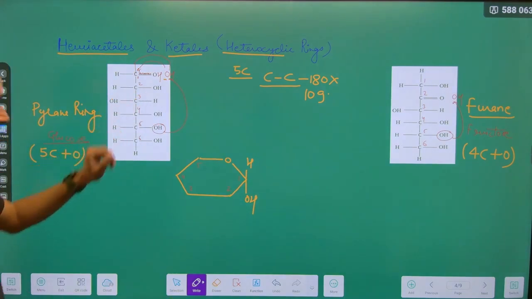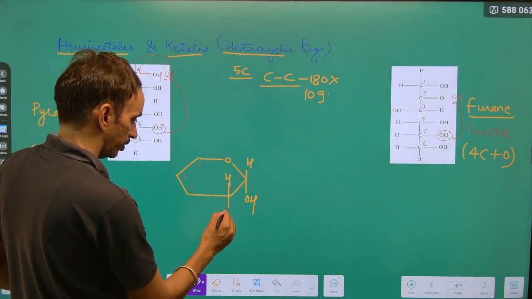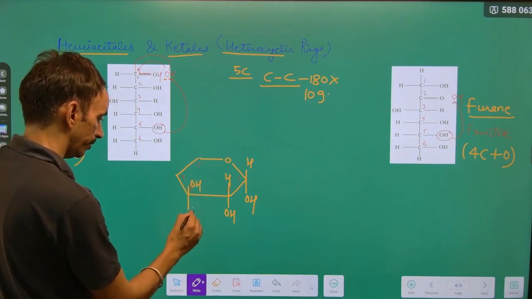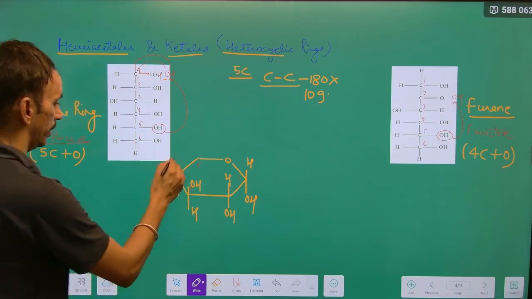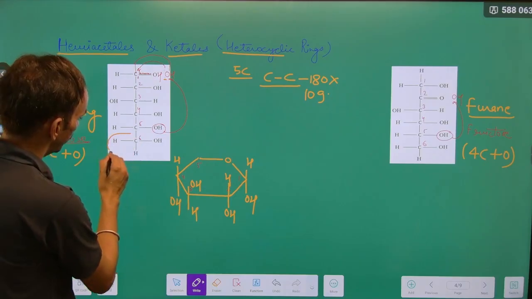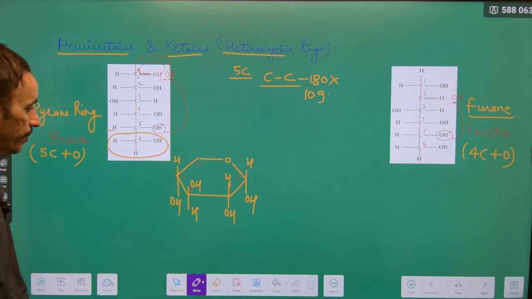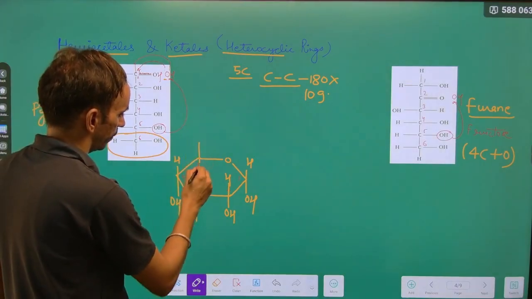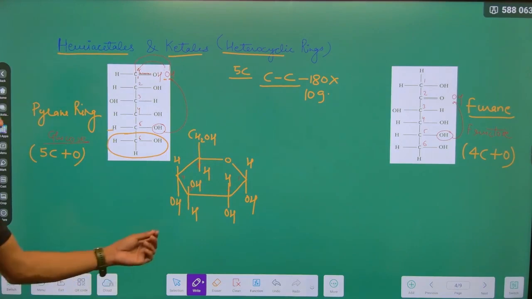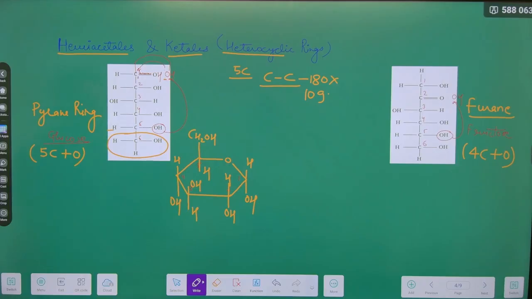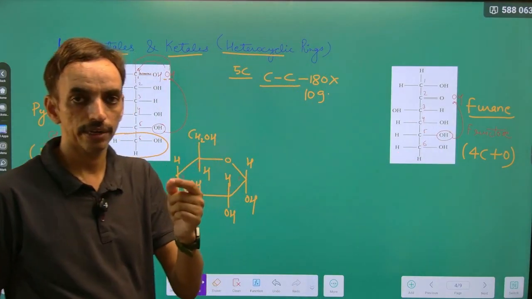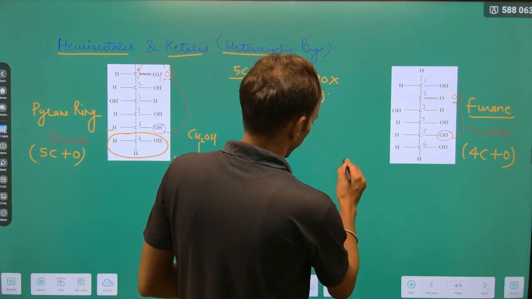Carbon number 2, there is H and OH. On carbon number 3, there is a reverse orientation. On carbon number 4, again there is H and OH. On fifth number carbon, there is a presence of this structure as well as this hydrogen. This is the ring structure of glucose, or we can say it is a pyranose ring. Similarly, if we talk about fructose, there are 4 carbons and an oxygen in the ring.